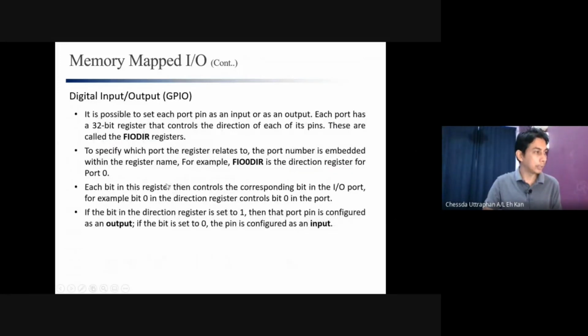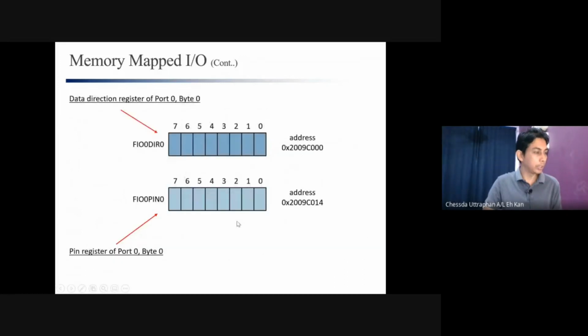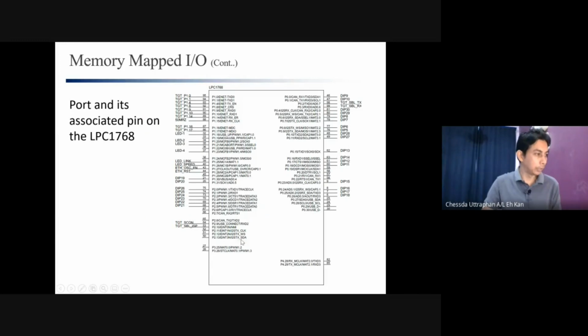Okay, this is how to configure the port. If we put 0 inside the FIODIR, the data direction register, this will make our port an input. For example, bit 7, if you put 0 in bit 7, this bit will be input. This one is input also, 0 input, 0 input. And if we put 1 here, this one will be output.